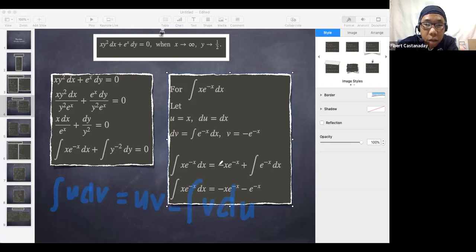So you have here minus x times e raised to minus x as your first term, and then minus integral of v times du. So minus v, your v is negative, so minus minus, you have positive here, and then integral of e raised to negative x, your du is equal to dx. That's why you have the equivalent of this integral. So you have the first term minus x e raised to minus x. Let me clear first the drawing.